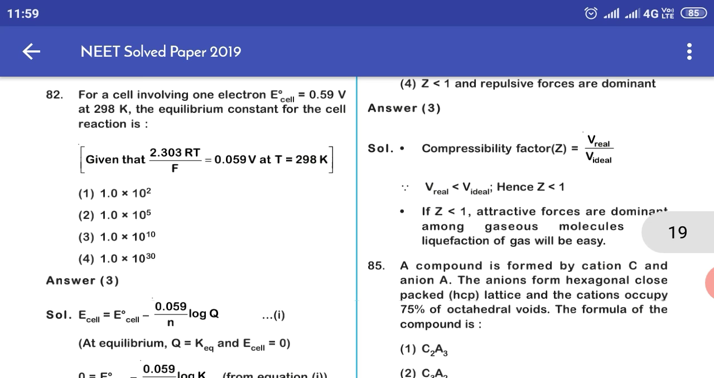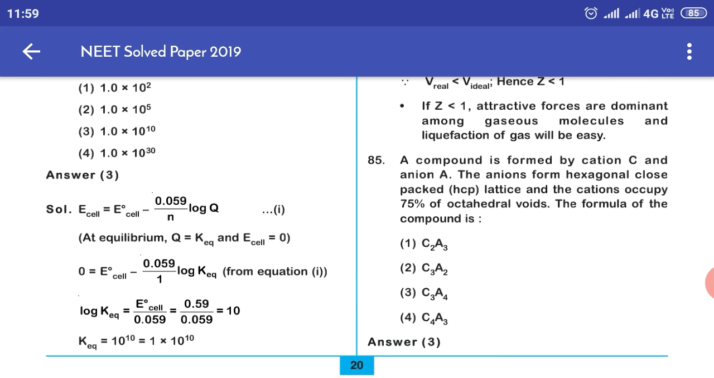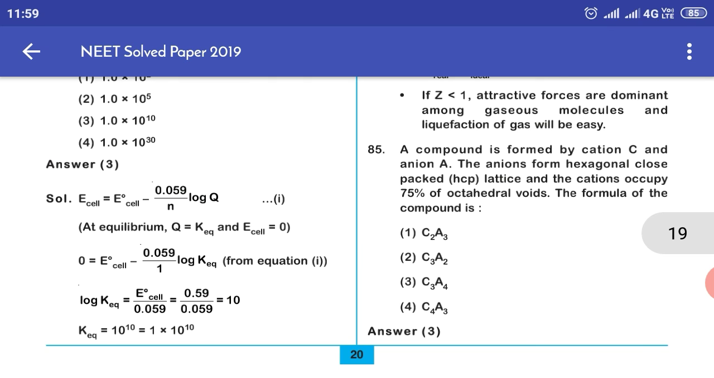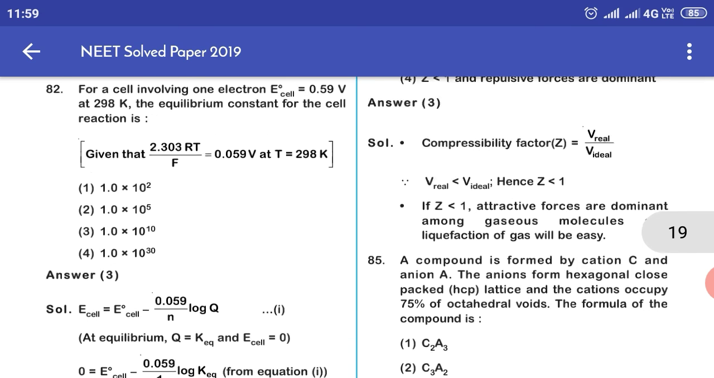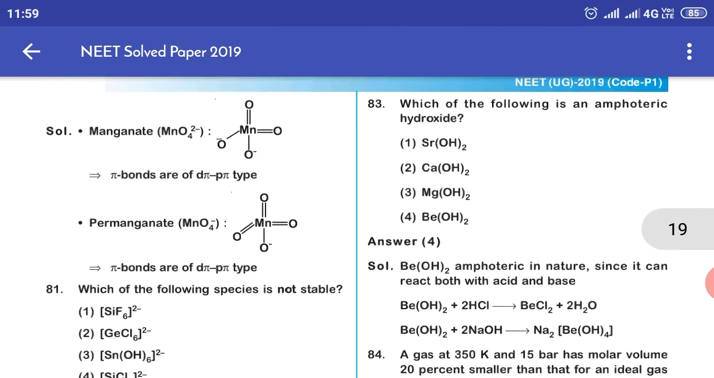Question number 82. For a cell involving 1 electron, the standard cell potential is given. The equilibrium constant, you have to memorize the relationship. E cell is equal to E0 cell minus 0.059 by n log Q. Here put it down: E cell equal to 0, E0 cell minus 0.059 by 1 log K eq. K eq is equal to 10 to the power 10, that is 1 into 10 to the power 10.